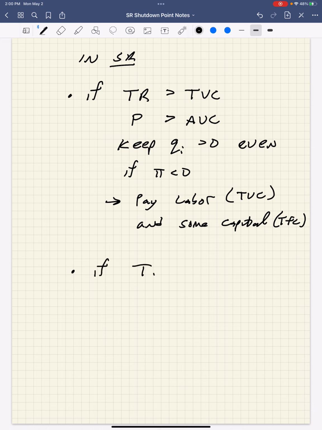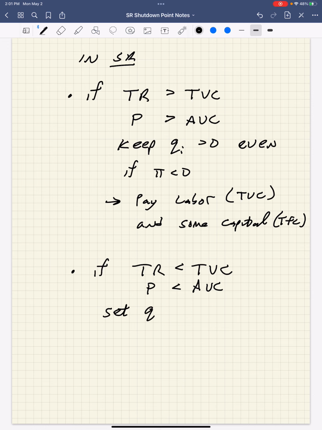If that flips around, if our revenue is so low that we're not only losing money, but we're unable to cover our labor costs. So if total revenue drops below total variable cost, or that revenue per unit price drops below our labor cost per unit, our AVC, then you don't wait around for your contract to come up, right? You're going to want to shut down immediately.